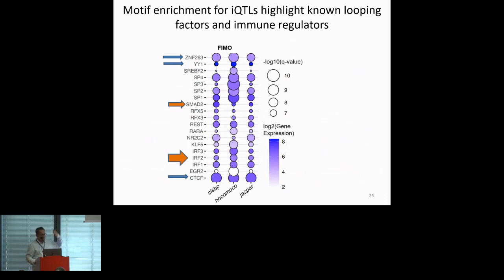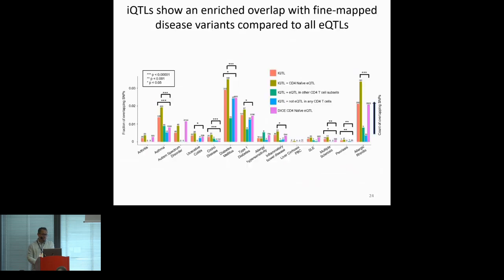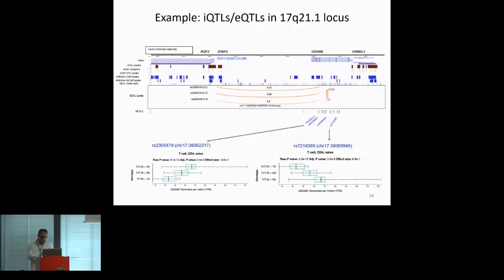YY1, CTCF, SP1, non-looping factors, as well as things such as IRFs, interferon response factors, transcription factors that are able to modify chromatin in the immune cell context, came up for these IQTL regions. When we looked at their enrichment for some diseases, we were able to see that the IQTLs that we have were more enriched for disease-associated SNPs than the overall EQTLs. And we did the stratified LD analyses, LD correlation analysis, that also confirmed that.